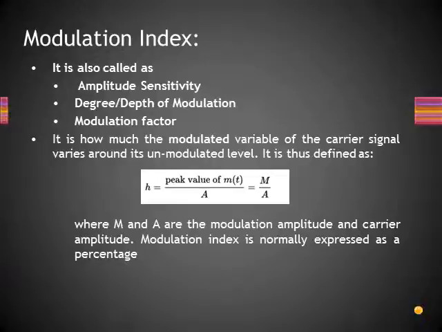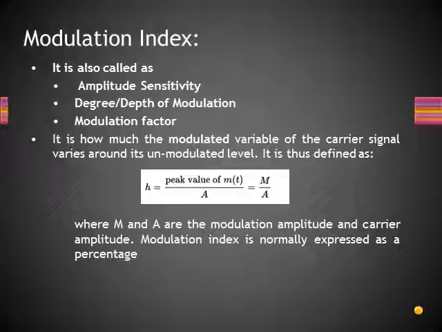Next, we have the modulation index. Modulation index is also known as amplitude sensitivity, and it is also known as degree of modulation. The third name is depth of modulation, and the fourth name of the modulation index is modulation factor.